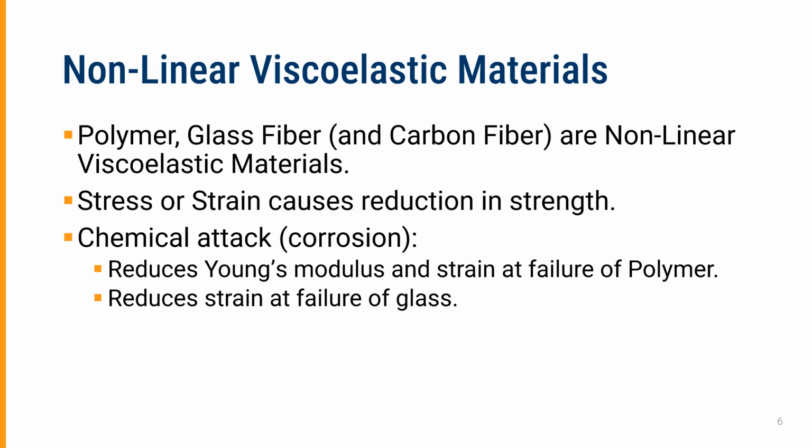Chemical attack, which is often described as corrosion, does a couple of things. The primary effects are that it reduces the Young's modulus and strain at failure of polymer, so therefore it reduces the strength in both the modulus and strain component, and it reduces the strain at failure of glass.